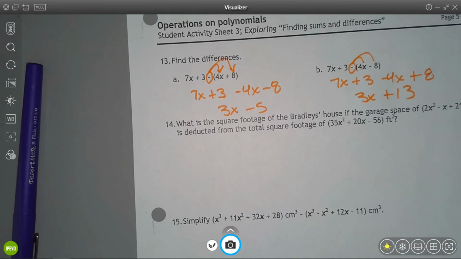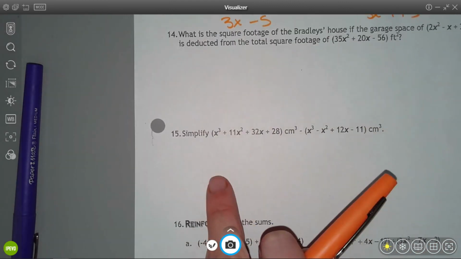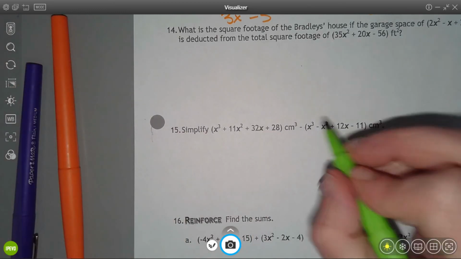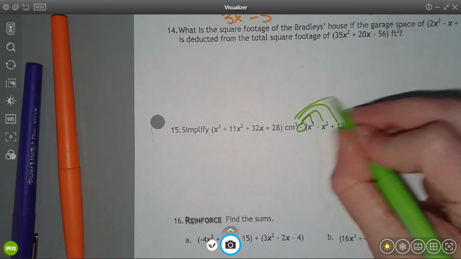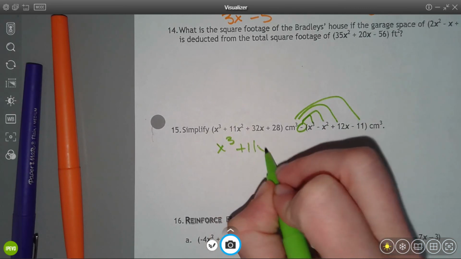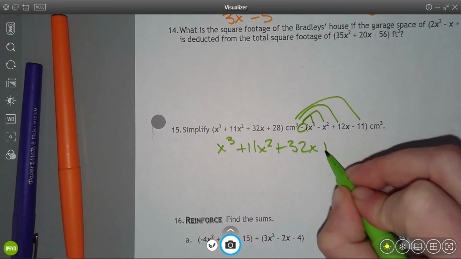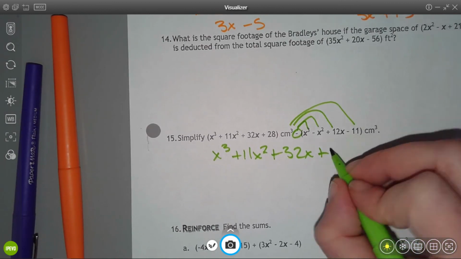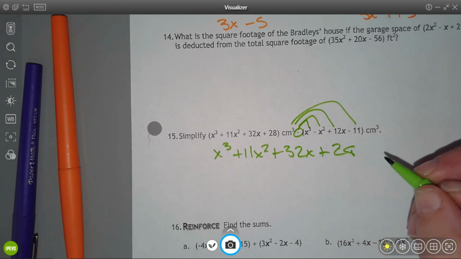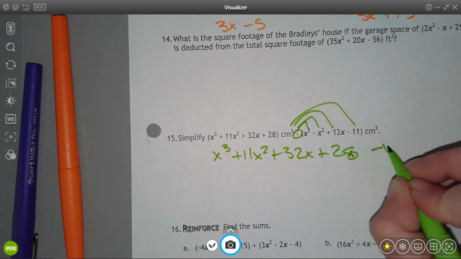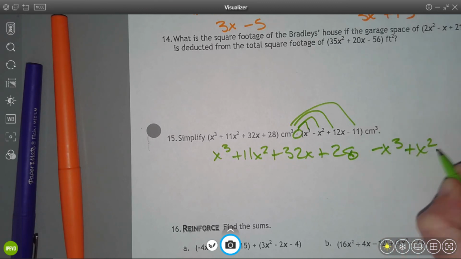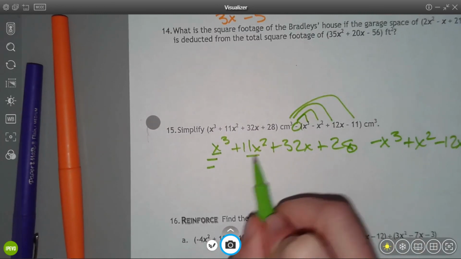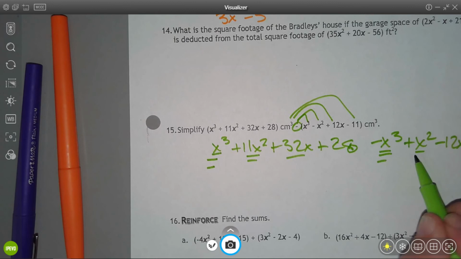Okay. We're going to go ahead and skip number 14 and come down here to number 15. It's the same exact idea. But with this, again, we're going to have to distribute to all terms. We get x to the third plus 11x squared plus 32x plus 28 minus x to the third plus x squared minus 12x plus 11. And then you can combine terms: 1, 2, 3, 2, 1, none, 1, 2, 3, 2, 1, none.